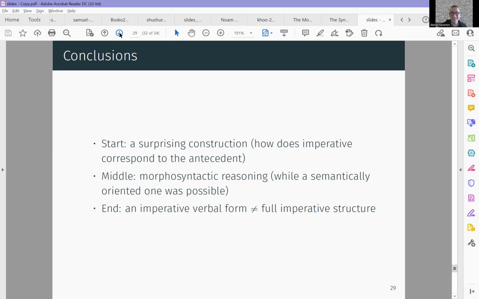Wait, sorry. There was an imperative verbal form, but there wasn't the full imperative structure, and subsequently there weren't all the semantic parts that are associated with imperatives in the literature, and that effectively detonated the bomb of surprise of this construction.